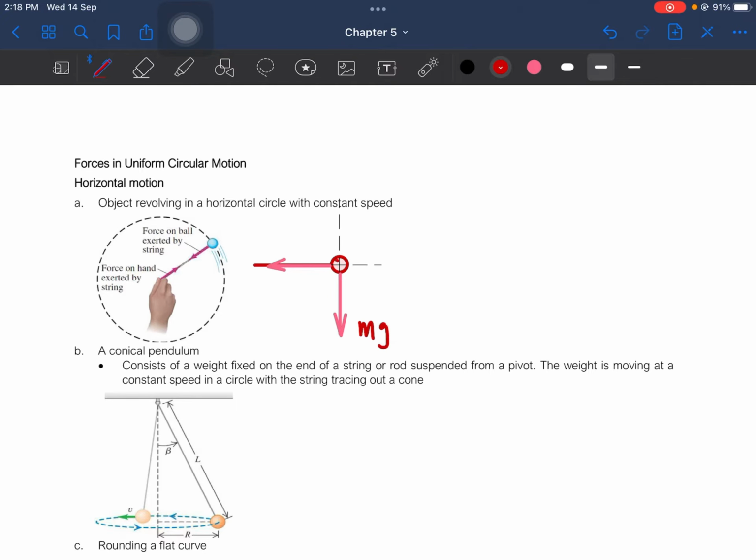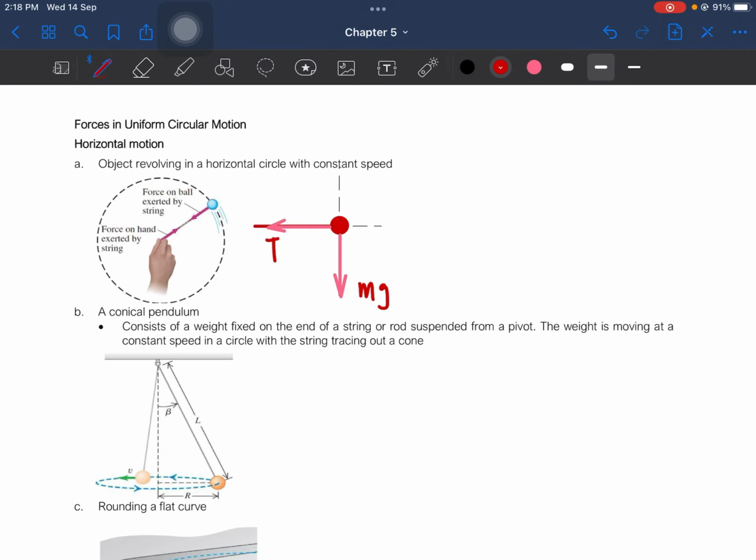You have to draw it mg. This one you make into a dot later, which shows that it is the object. Okay, so that is the tension. Right, so that is how you draw the free body diagram.